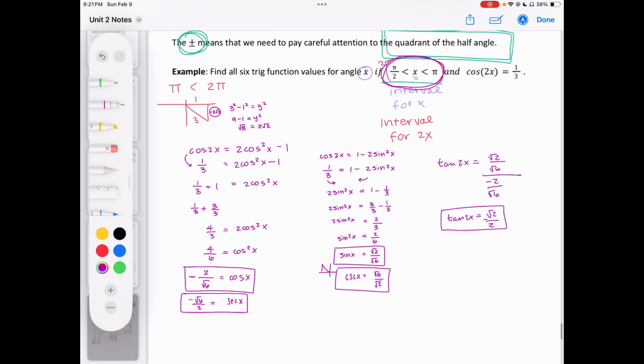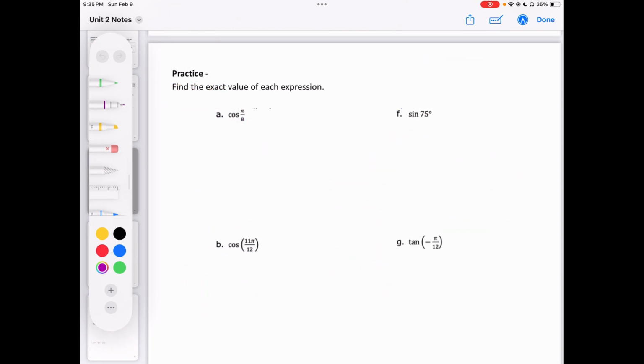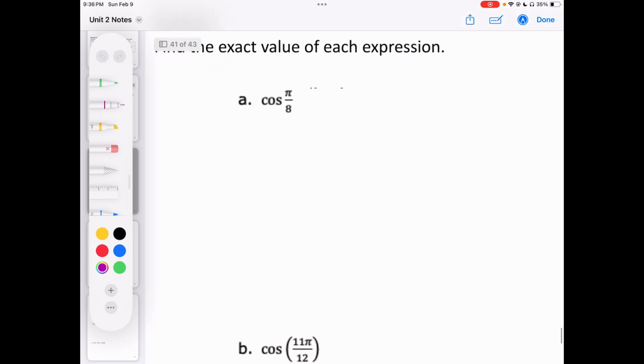That is how you would use the double angle formula to find all the 6 trig function values for the single angle. And now we practice. So we are going to be working with a variety of the different equations that we've been working with so far, and it kind of just depends on what we need to do and what we're going to use.